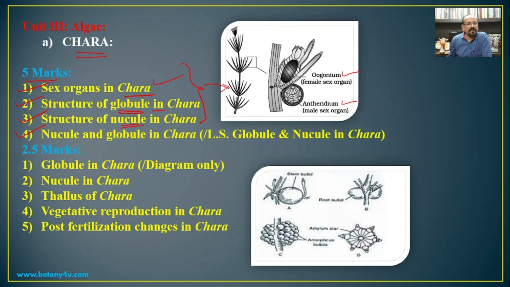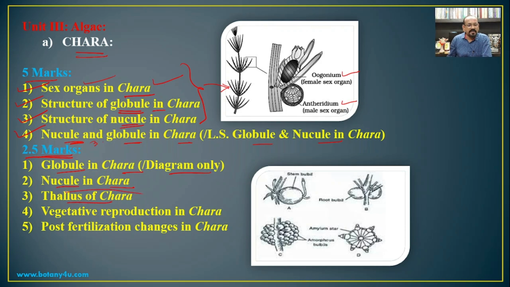In the 4th type of question, that is the nucule and the globule in Chara, it is the same as the sex organs in Chara. Here only the names of the sex organs are given. Again the same question asked in the examination is the LS of globule and nucule in Chara. So this type of 5 mark questions on Chara were asked earlier in the university examinations. For 2.5 marks, again there is a question on the globule in Chara, a diagram only, then the nucule in Chara, then the thallus of Chara.